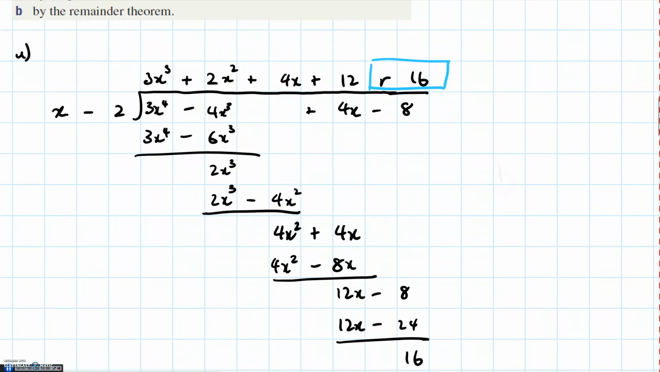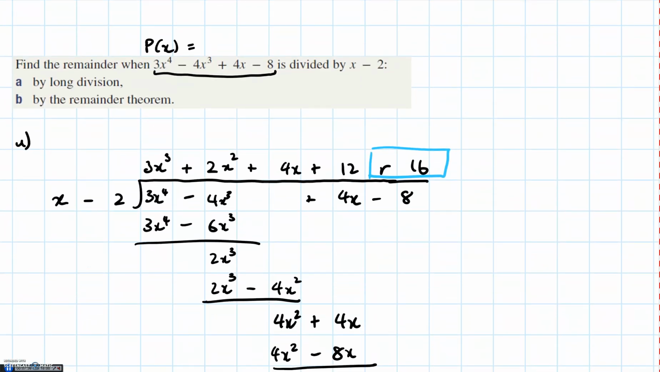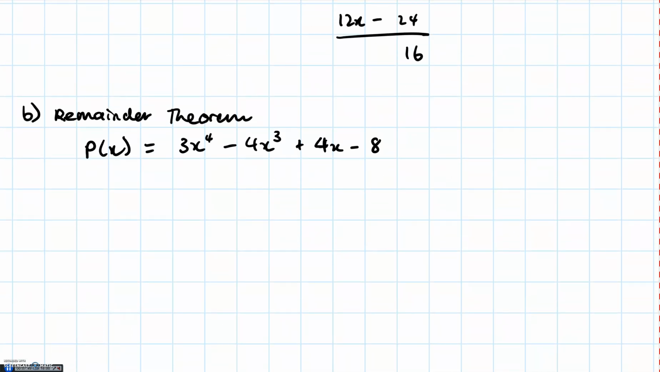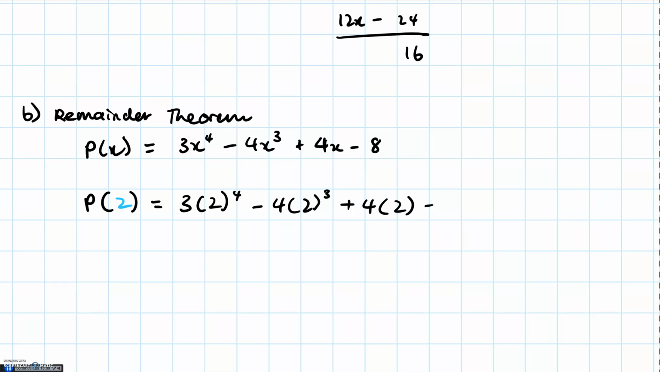So for this question, we're dividing by x minus 2. So the value of alpha is just going to be equal to 2. Just remember, it's x minus alpha. So here we've got x minus 2, so alpha is just going to equal 2. So I'm going to substitute in p of my alpha, which is 2. If we substitute 2 in, what do we get? It's equal to 3 times 2 to the power 4 minus 4 times 2 to the power 3 plus 4 times 2 minus 8.